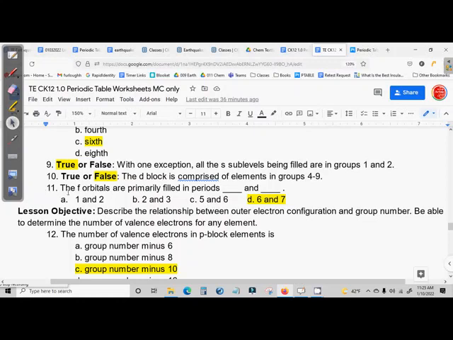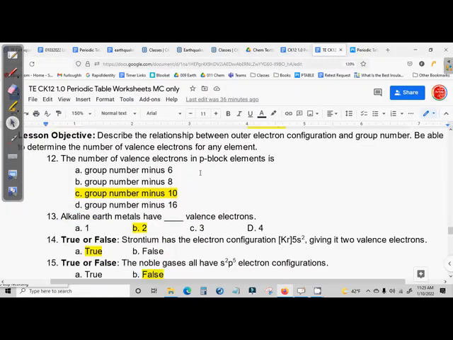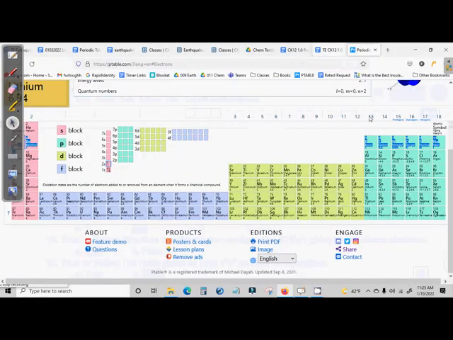Number 11, the f orbitals are primarily filled in periods 6 and 7. Number of valence electrons in the p block. To find that out, you would take the group number minus 10. So, for example, this is group 15. So 15 minus 10 is 5. Everything in group 15 has 5 valence electrons. Group 17, 17 minus 10 is 7. Everything in group 17 has 7 valence electrons.